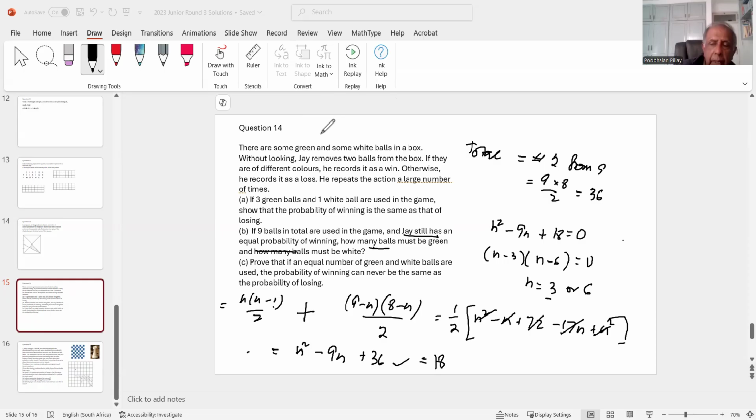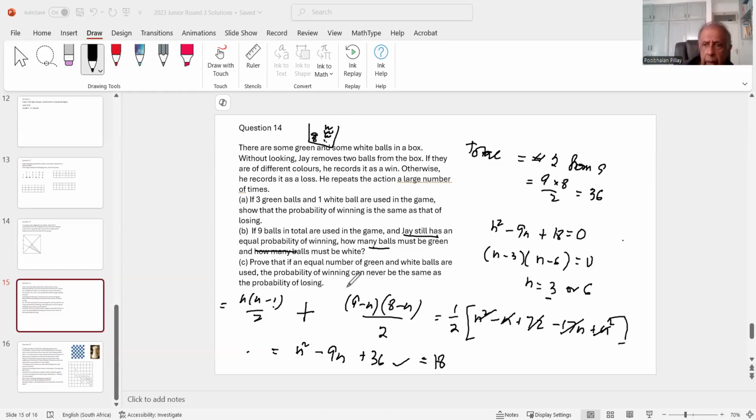So if your box has only 3 green and 6 white, interesting that the number of ways of winning or losing is the same. You've got an equal probability. If you run it 36 times, chances are that 18 of them will be green winning and 18 will be losing, although you've got a smaller number of green and a larger number of white.